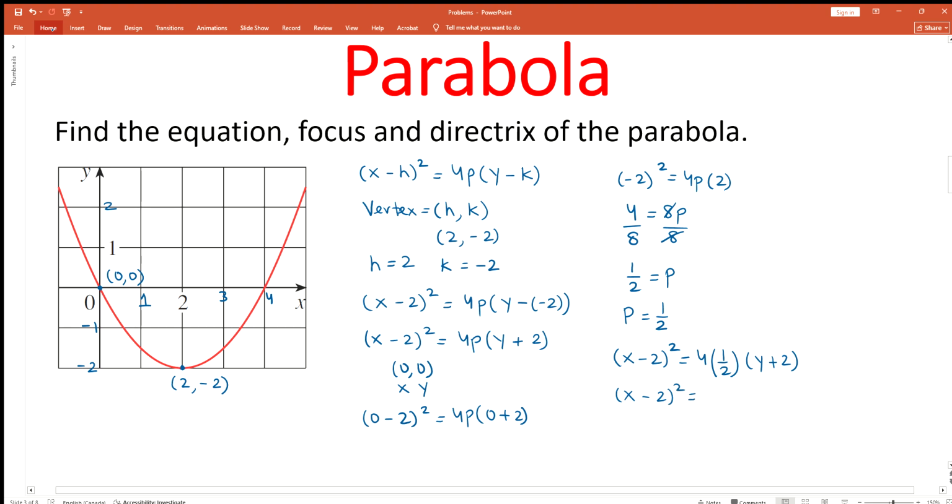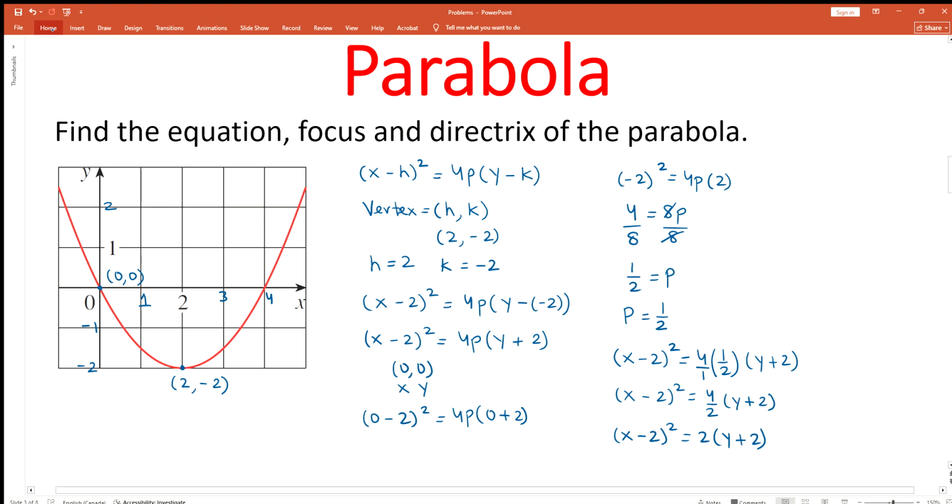We can multiply 4 and 1 over 2. The denominator of 4 is 1. We can multiply the top numbers and the bottom numbers in these two fractions. I get 4 over 2 times (y + 2). And we can reduce 4 over 2 to just 2. This is the equation of the parabola in conic form.